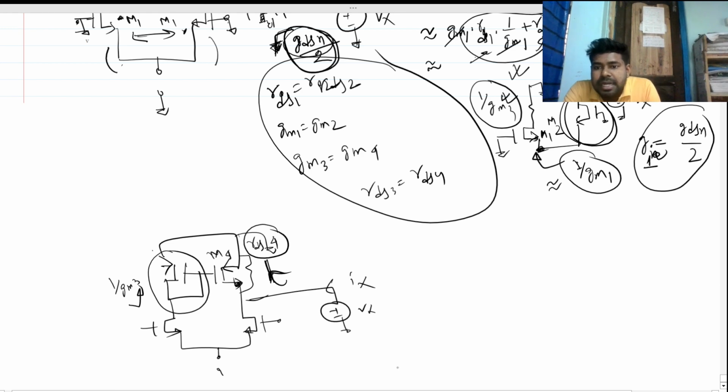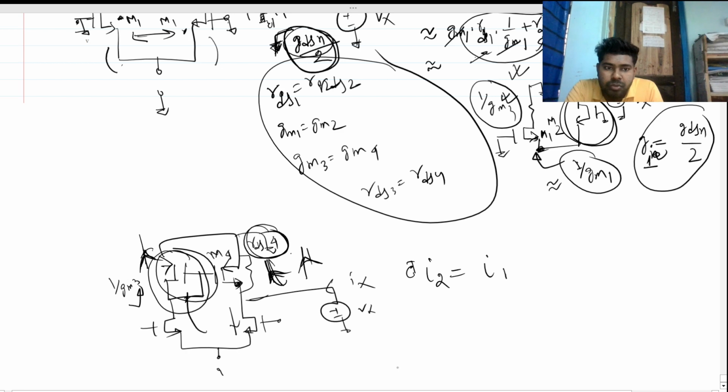Whatever current is flowing through this will flow in this branch as well, right? So this second current is due to this current mirroring effect, and this first current is due to this RDS4 effect. So basically there are two currents. I2 will be nothing but I1, the current flowing through this branch, actually copying to this branch. So this will be I1 plus Vx by RDS4. So this is the total current, right?